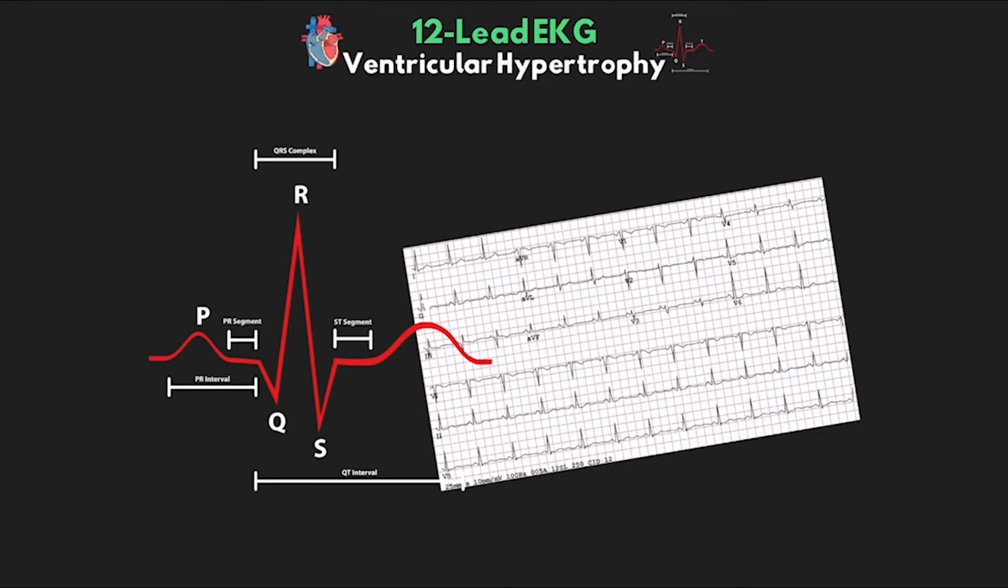In the last lesson, I mentioned that I wanted to cover the enlargement of chambers as we see them manifest on the 12-lead EKG before finally moving on to talk about ischemia and infarction. We started off with atrial enlargement, so now let's move on to the enlargement of the ventricles, aka ventricular hypertrophy.